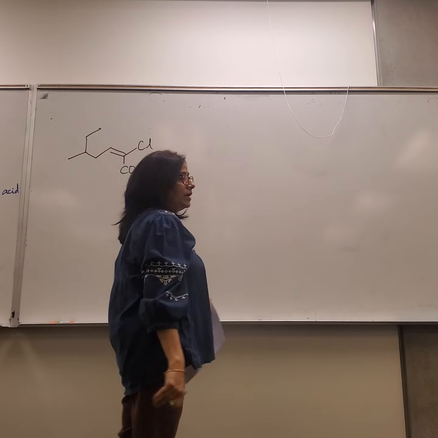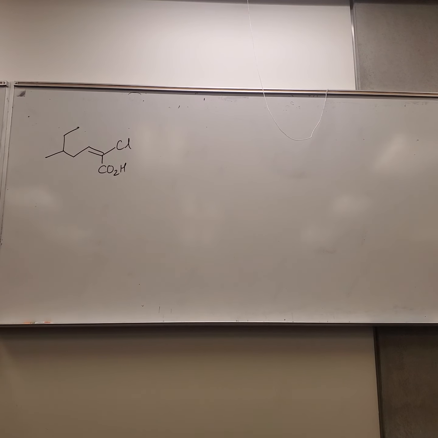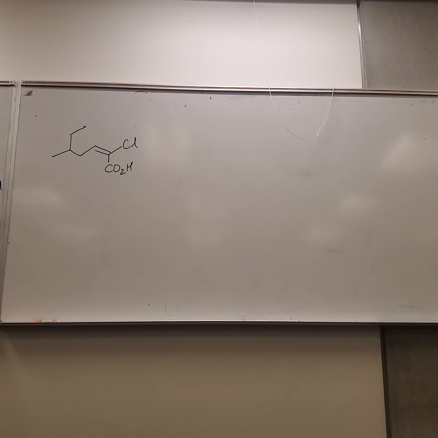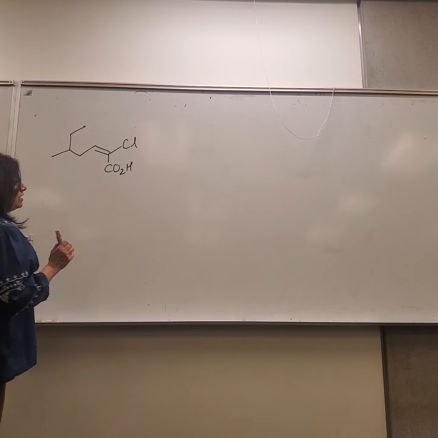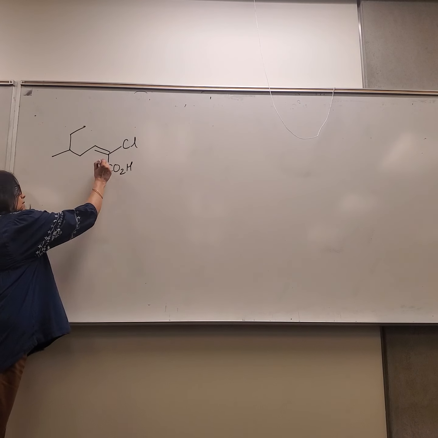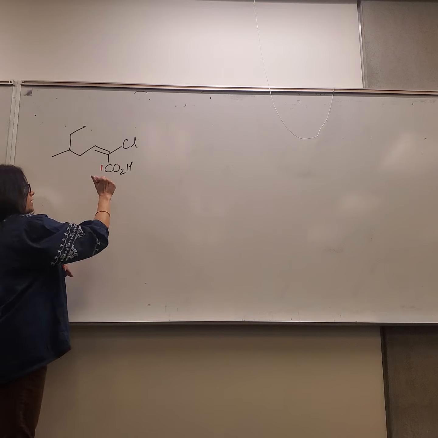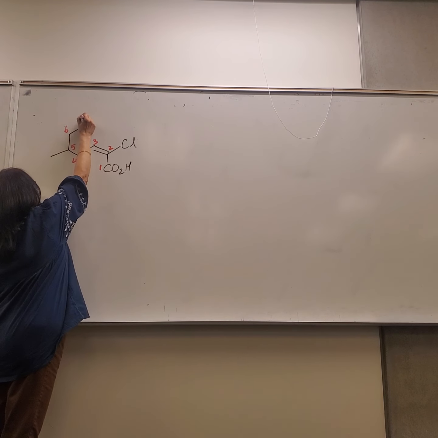So first, what's the parent? The carboxylic acid, the long chain. But how many carbons? 1, 2, 3, 4, 5, 6. So where is the numbering starting from? That's your 1, period. And then in the long direction. So do you agree? 1, 2, 3, 4, 5, 6, 7?